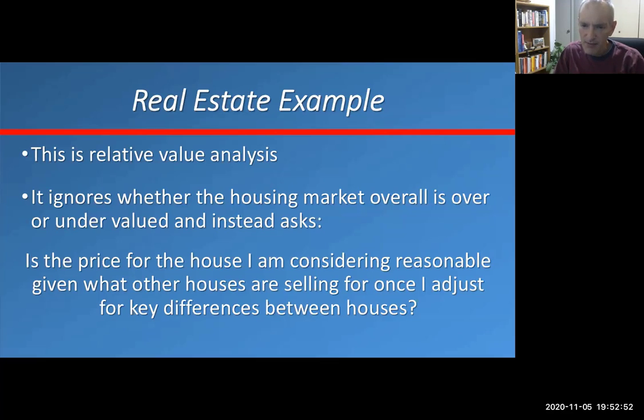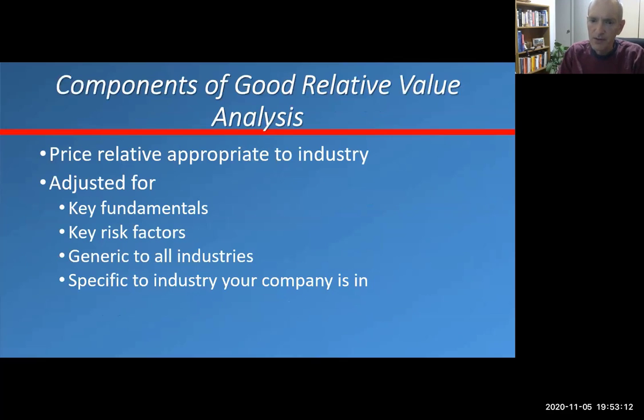So what you're asking in the housing market is, is this house I'm considering buying reasonably priced versus other houses with the same attributes as my house? How's it trading once I adjust for all of those attributes, whether it's value or risk-related fundamental factors? So you need to make sure you have fundamental factors in there, risk factors. You will have some. I'm going to build it both generic to the industry, and I'm going to try to bring some specific industry data.